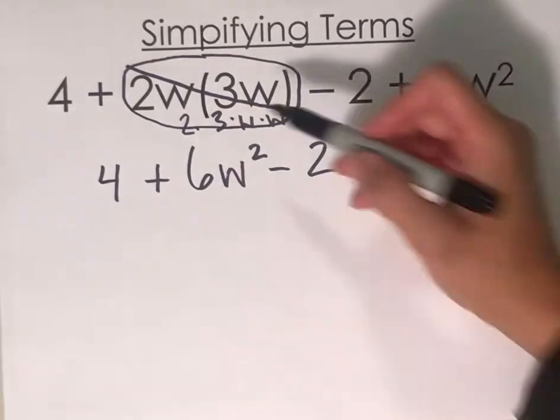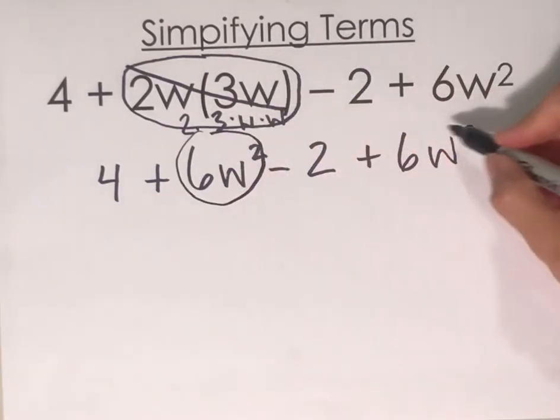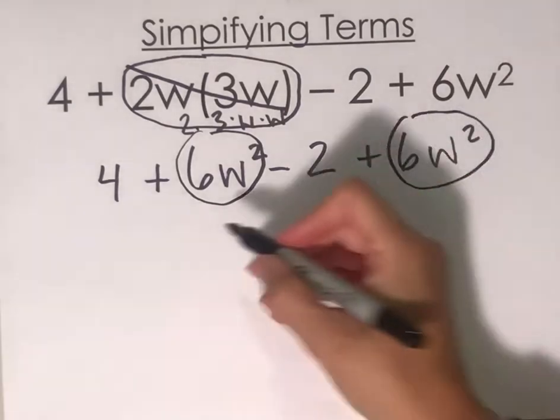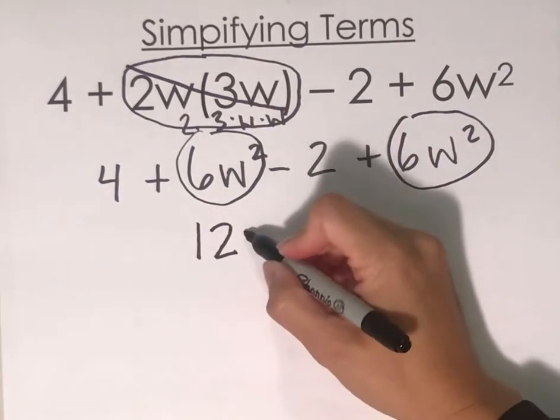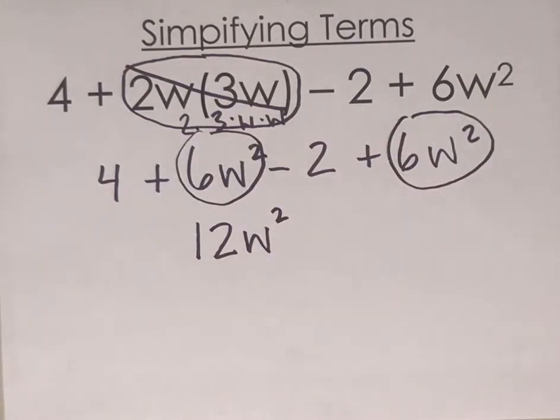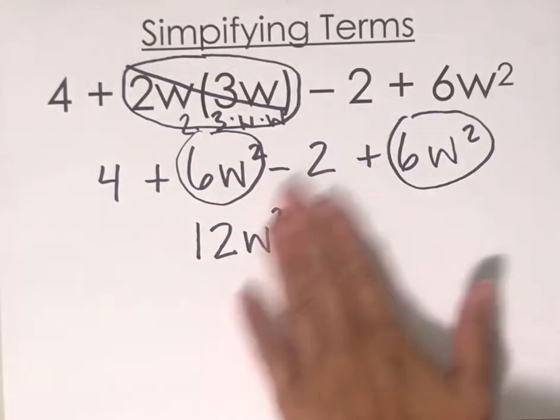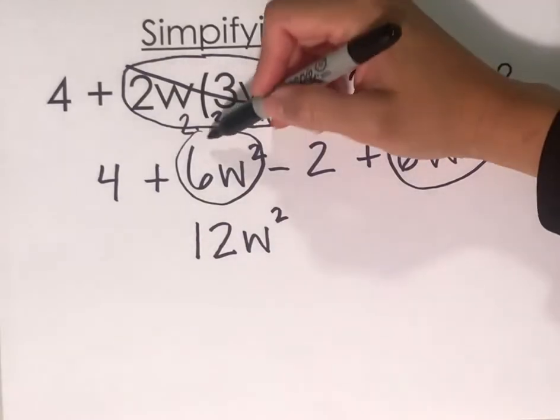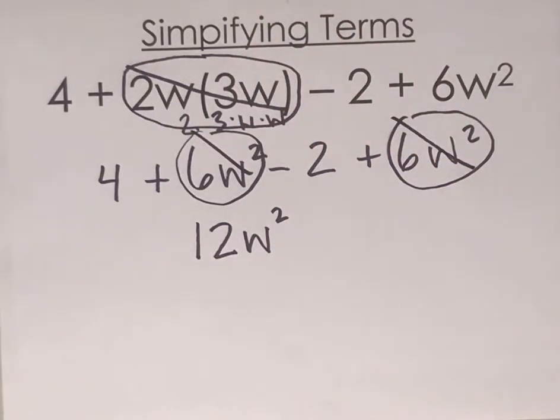So we're going to add 6w squared and 6w squared, and that gives you 12w squared. Don't forget your square. We don't ever add the exponents. We don't do anything with them. We just bring them down. So that's 12w squared, and now those are gone.